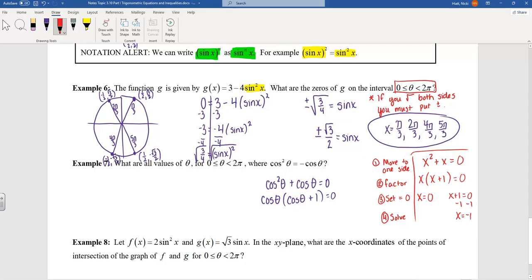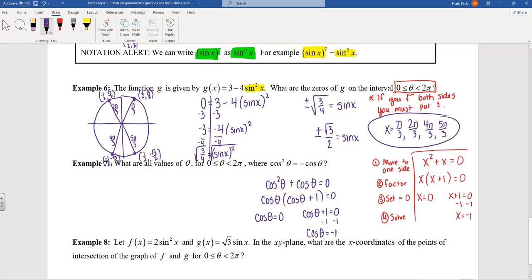So we're doing the same thing, but with that cosine in there. We moved everything to one side. We factored. Now we're going to set each one of these equal to 0. So I get cosine of theta equals 0, and I get cosine of theta plus 1 equals 0. Now the first expression I could go straight to the unit circle from. The second one, what do I need to do first before I can look at the unit circle? Subtract that 1. So cosine of theta equals -1.